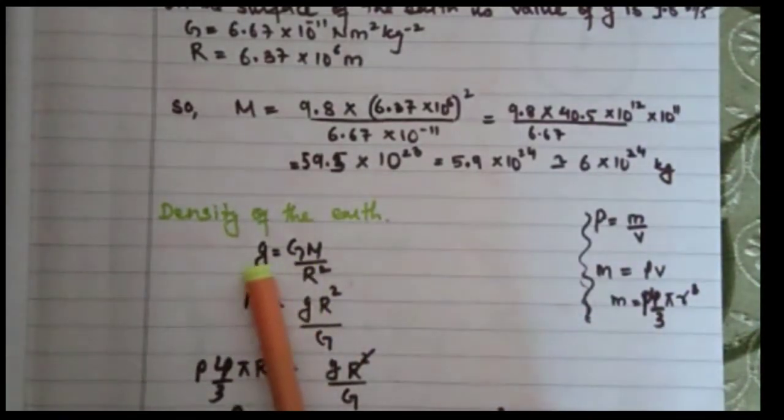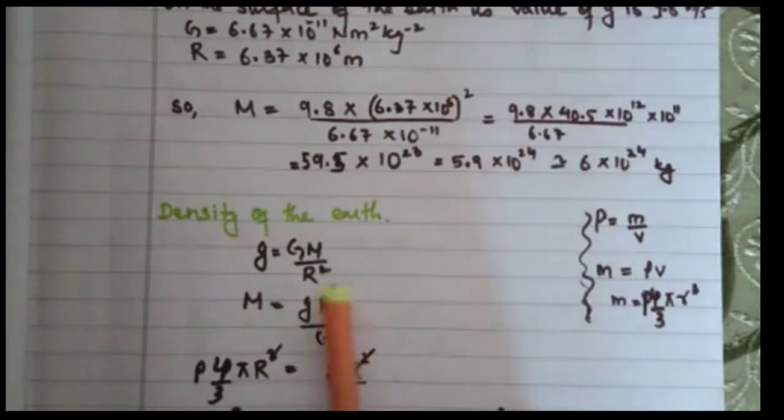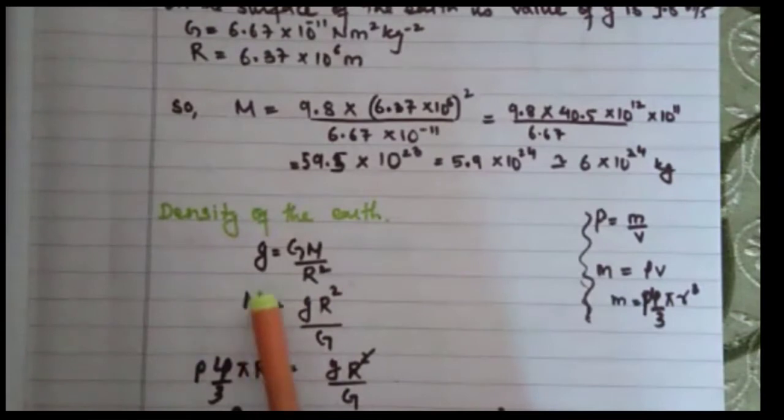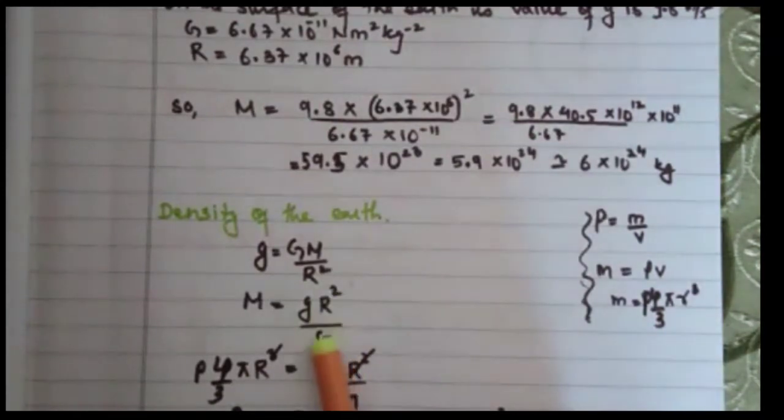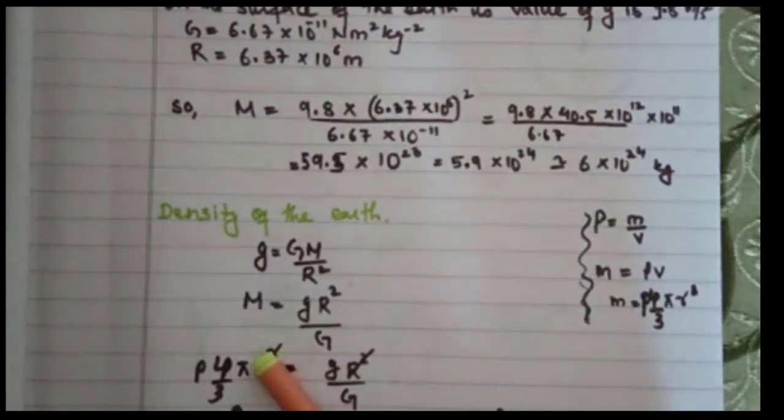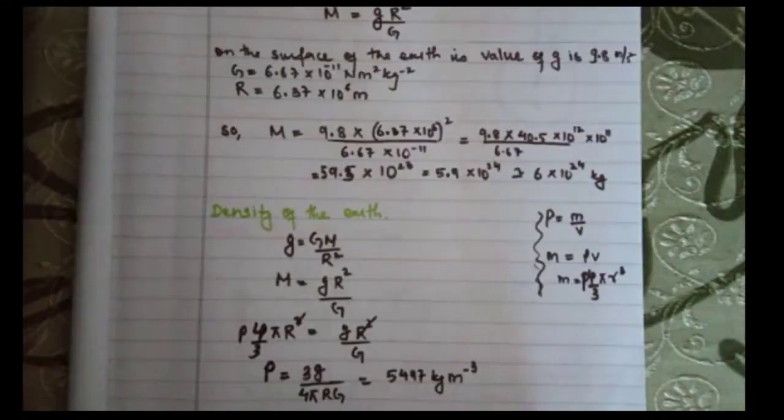So g is G m by r square. Now I'll rearrange the expression, taking mass this side. Now I'll put the value of m, that is density into volume, and the volume of earth is 4 by 3 pi r cube, and this side we have g r square by G, and this r square gets cancelled. Next we'll find rho, so I'll multiply this 3 this side, so it will be 3g, and I'll take this 4 pi r down out here, and G is already there.